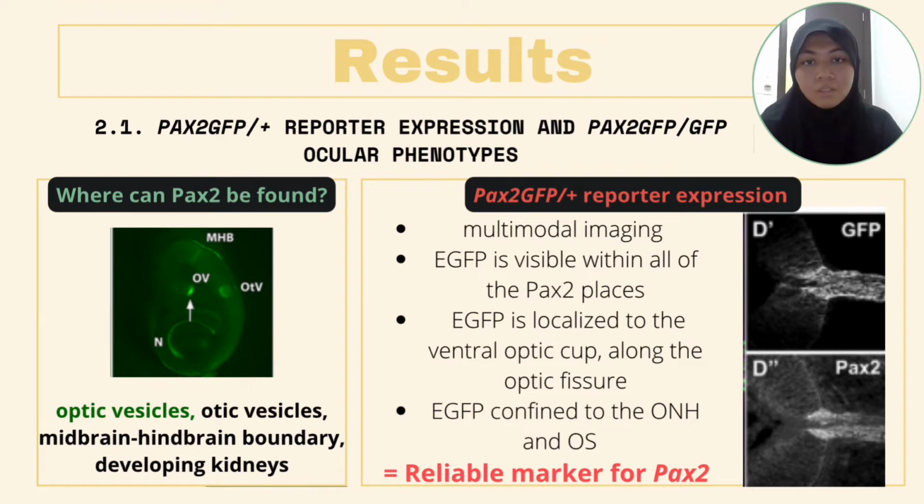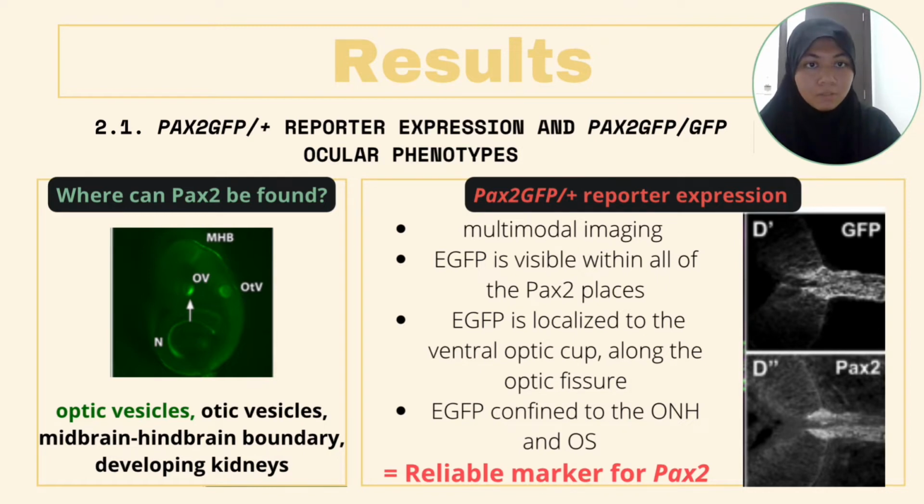EGFP is localized to the ventral optic cup along the optic fissure. Note that PAX2 also is going to be localized to the ventral optic cup along the optic fissure. So we can observe that the EGFP is also following the PAX2 where it should be. And lastly, EGFP is confined to the ONH and OS, which is the optic nerve head and the optic stalk, which is also the same as PAX2.